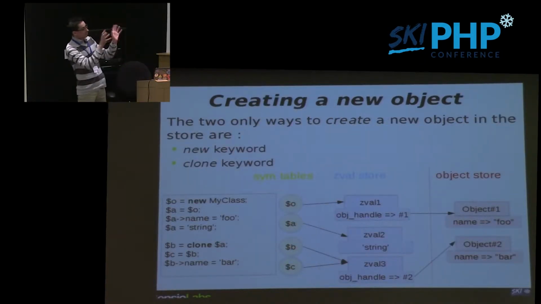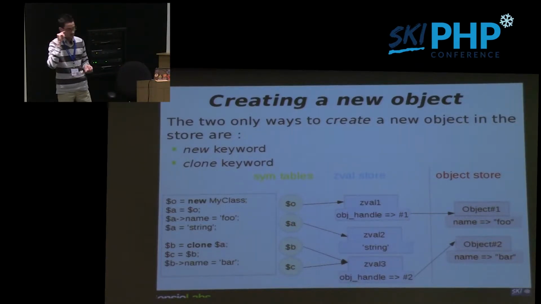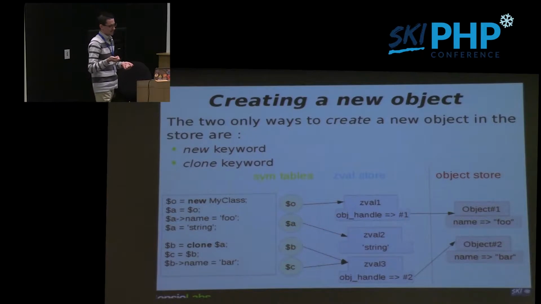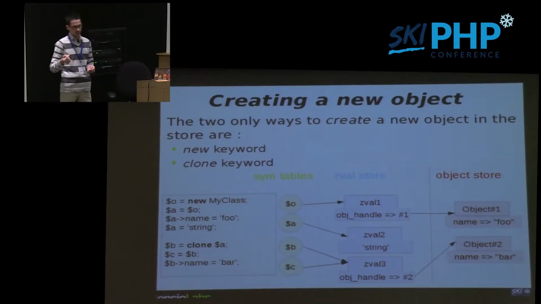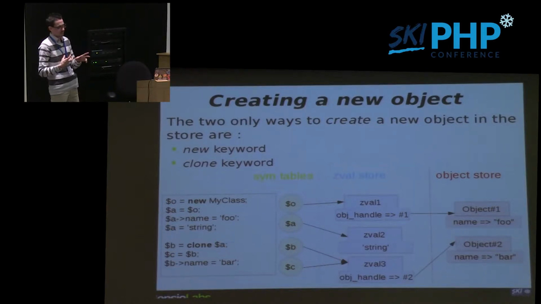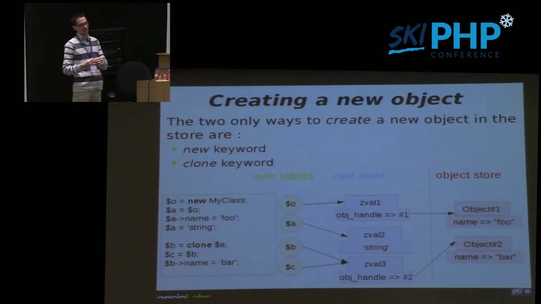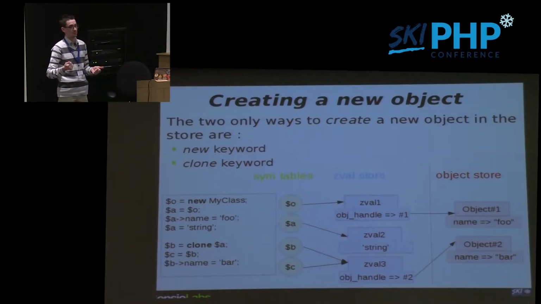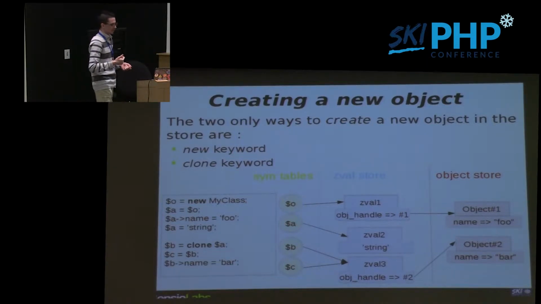So if you want a drawing, this is what is done internally in memory. Okay, so that's what I just explained. Whenever you change dollar something, you change the zval container, and whenever you access through a variable arrow something, you access the object which is pointed to by the zval.